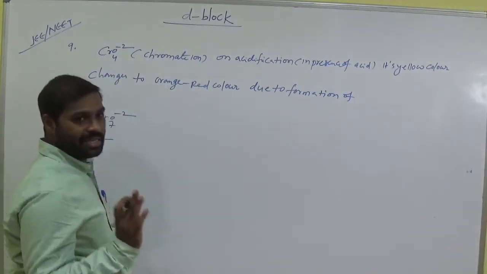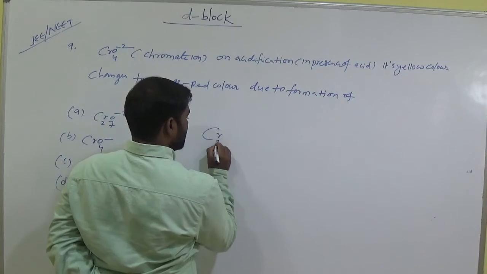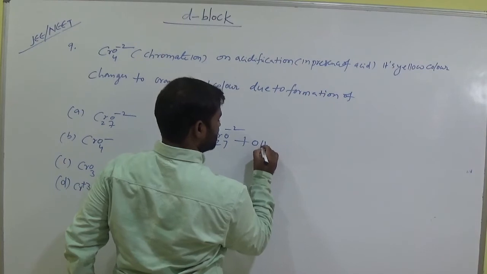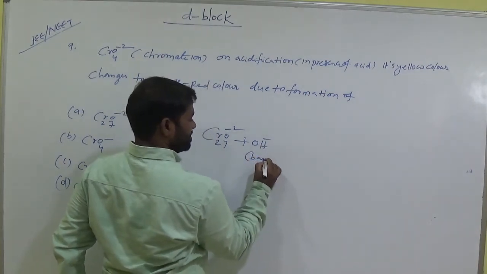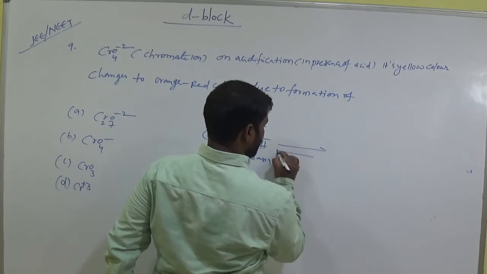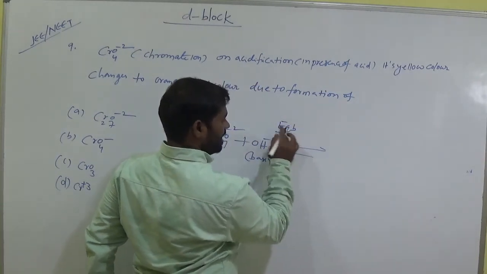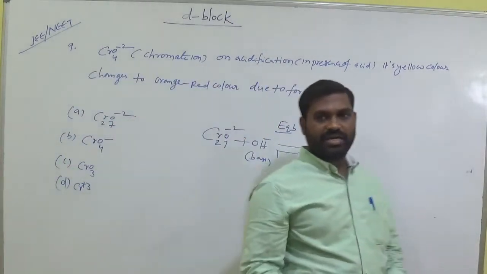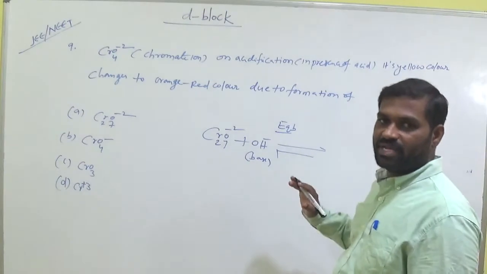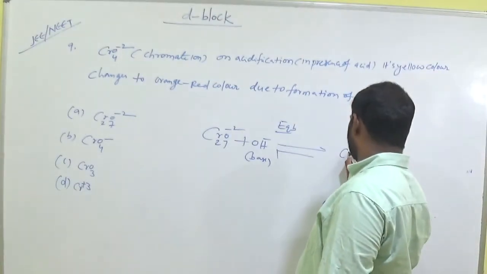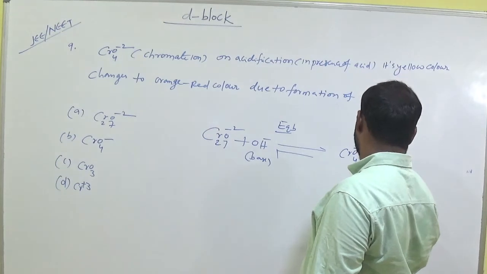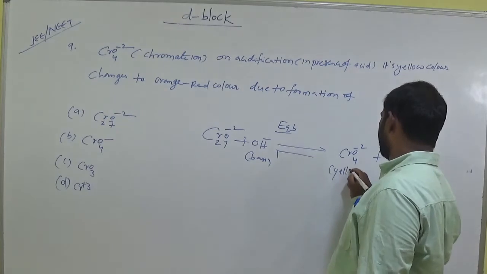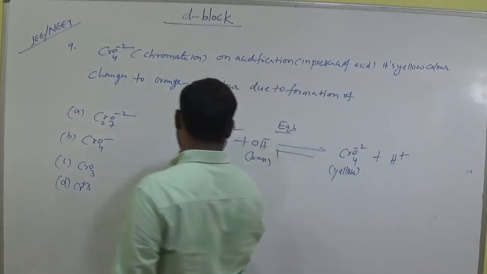Okay, let's see the corresponding equation. So Cr2O7 minus 2 in presence of base, this is base, is at chemical equilibrium. That means a reversible reaction takes place. Rate of forward reaction equals rate of backward reaction. That is called equilibrium condition. So it produces CrO4 minus 2 and H plus. Here it is yellow in color, and this is orange red color.